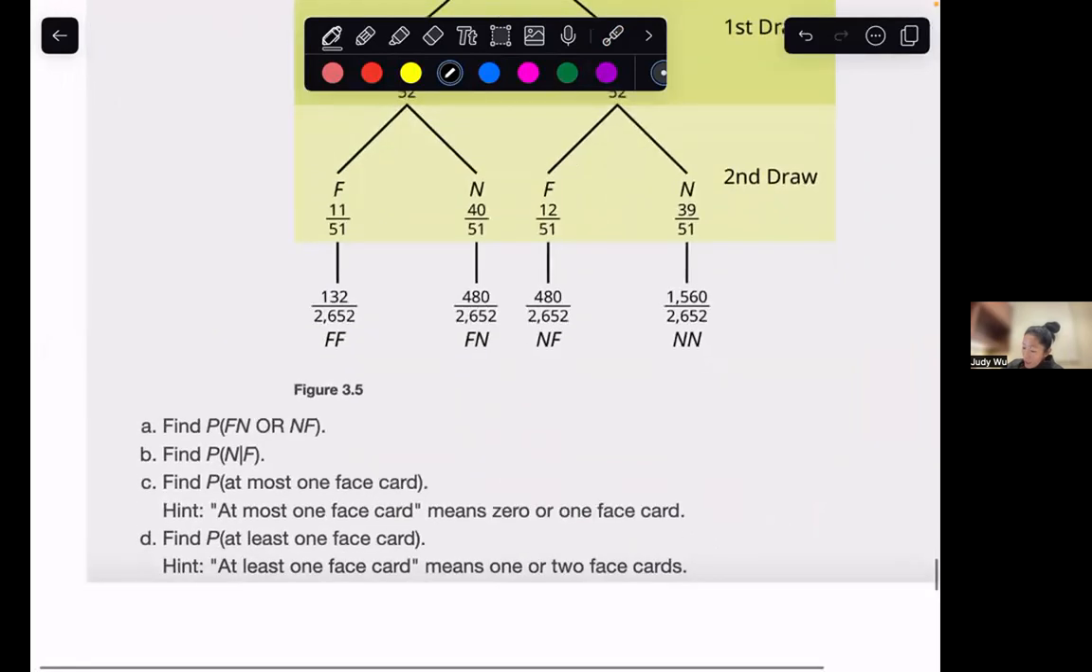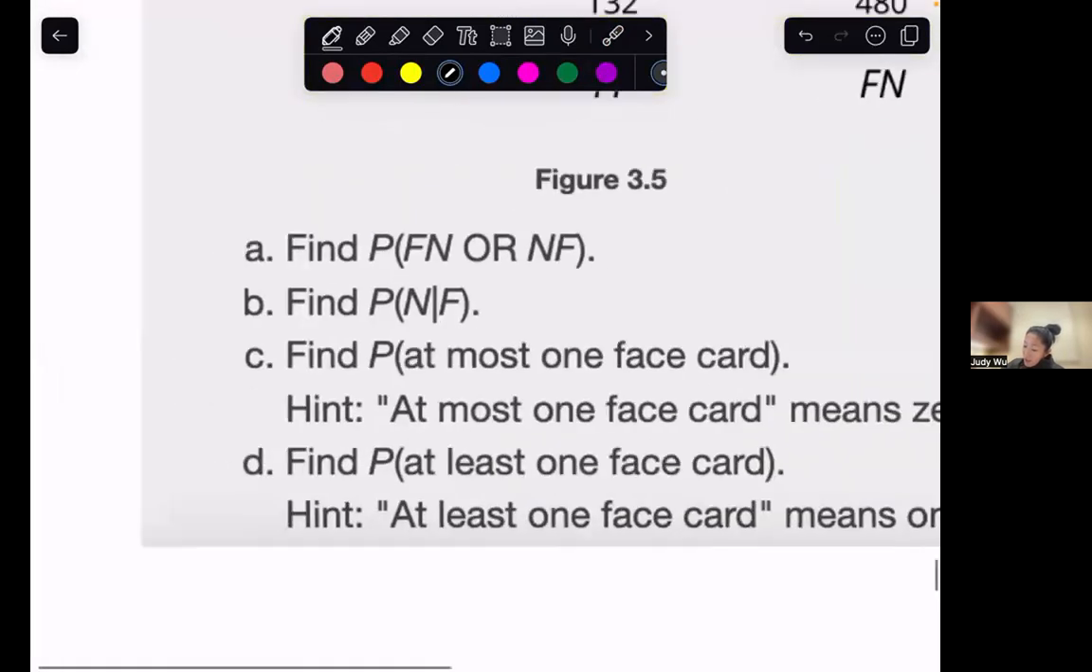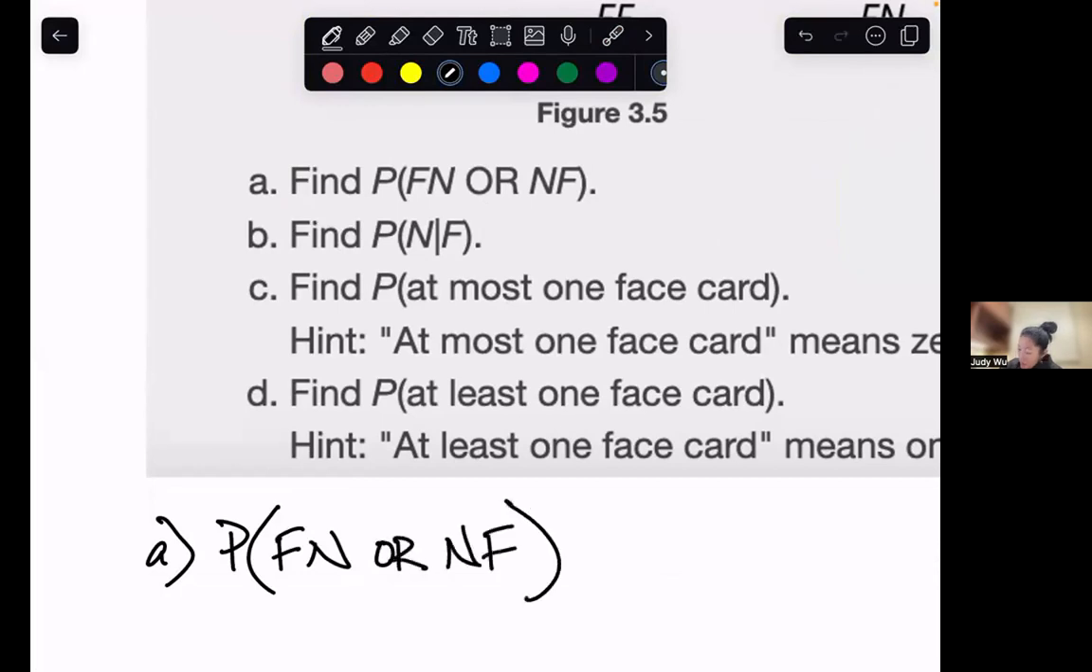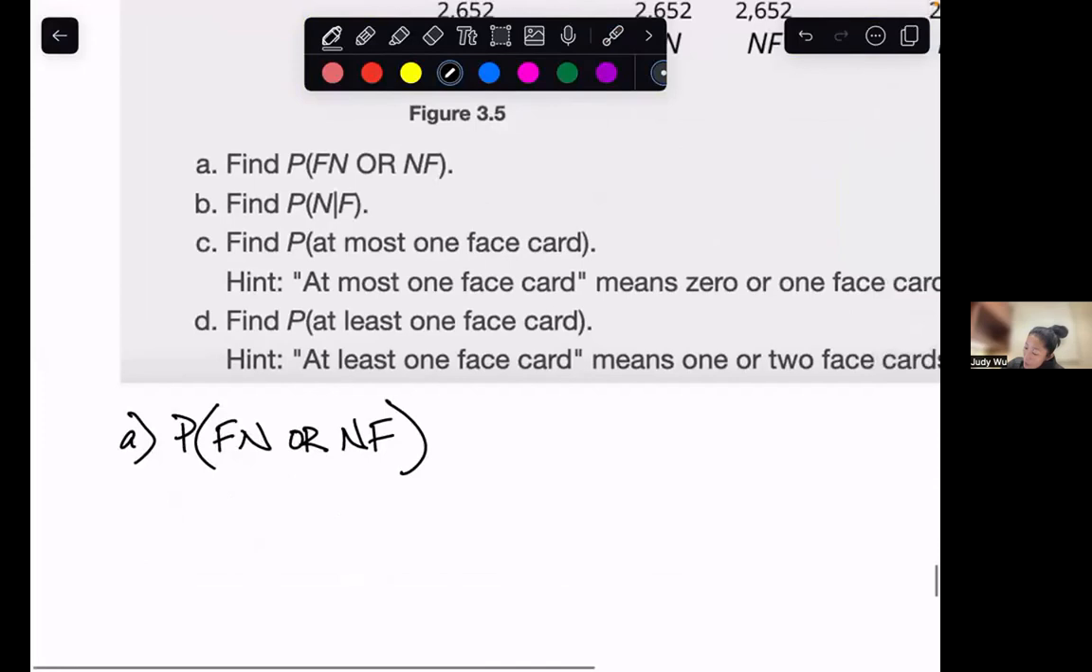And so let's take a look at the questions we're being asked, all right? So part A says find the probability of a face card and then a number card. So probability of a face card and then a number card. Or a number card and then a face card. And I want to write this in a different way to help us understand what it really means. This really means we find the probability of a face and then a number and adding it.